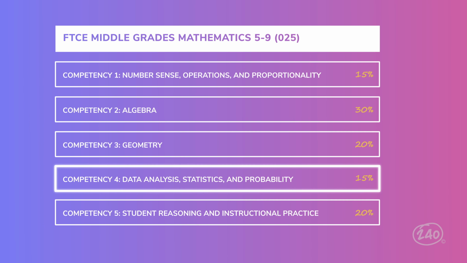Now here in Competency IV, you'll dive into data analysis, statistics, and probability. This competency will test your ability to interpret information and patterns from a numerical data display and to determine the theoretical probabilities of outcomes. Whew, that was a mouthful. For now, we're going to talk about choosing a graph or a plot.